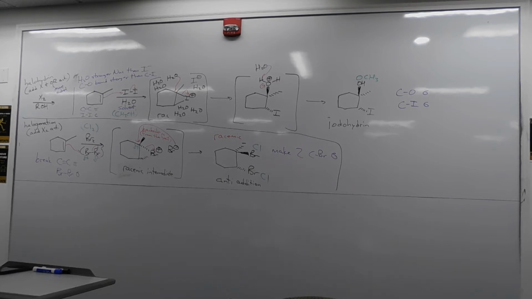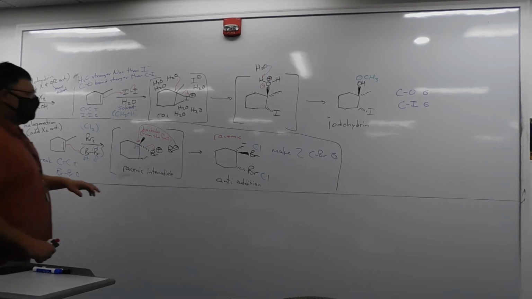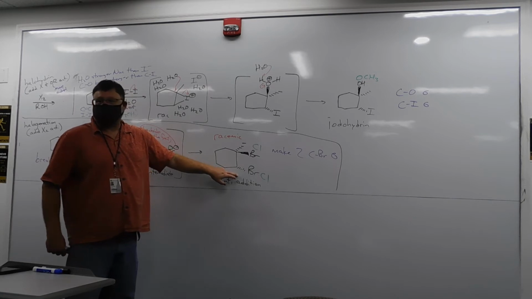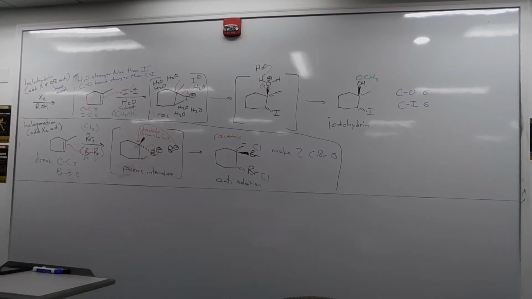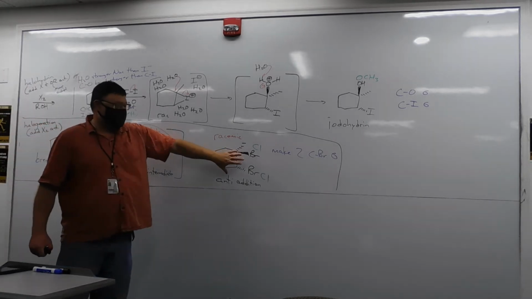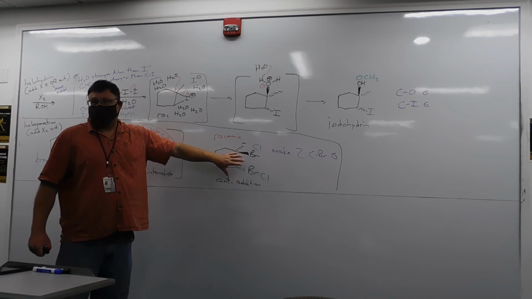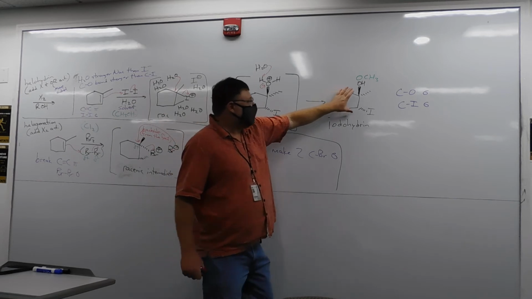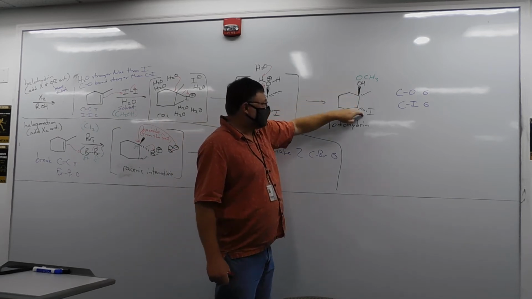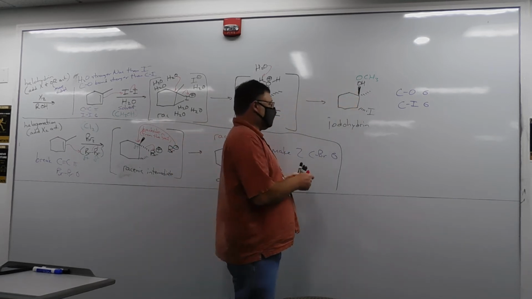Yeah, so both of these are anti, right? The two Brs end up anti. You can see it, if it's on a ring, anti-addition on a ring will give you the trans diastereomers. Again, it's going to be racemic, so we'll have the enantiomer of this as well if it's chiral. In the halohydrin reaction, again, if it's on a ring, you get the ORs trans to the iodine. This is also racemic.